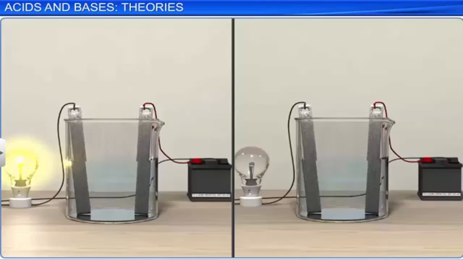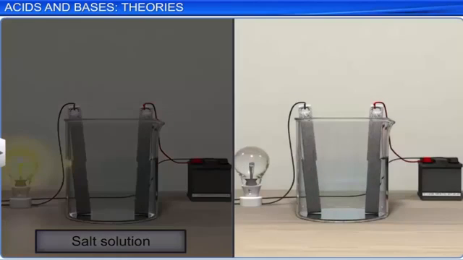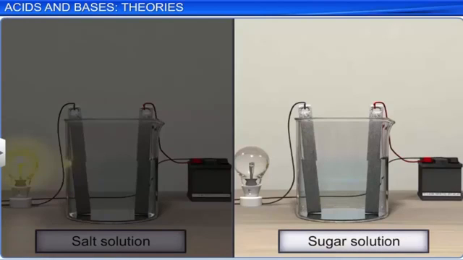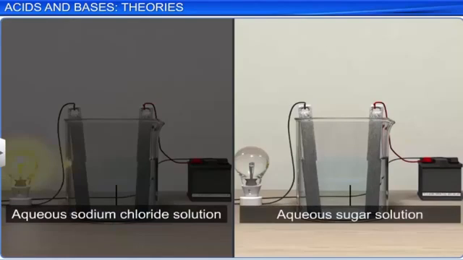In this image, one beaker contains aqueous sodium chloride solution and the other contains aqueous sugar solution. How will you identify which beaker contains the salt solution and which contains the sugar solution? Obviously, the beaker indicated by the glowing bulb contains the salt solution, and the other beaker, where the bulb is not glowing, contains the sugar solution. Substances like sodium chloride, which conduct electricity in their aqueous solutions, are called electrolytes, and molecular compounds like sugar, which do not conduct electricity, are known as non-electrolytes.